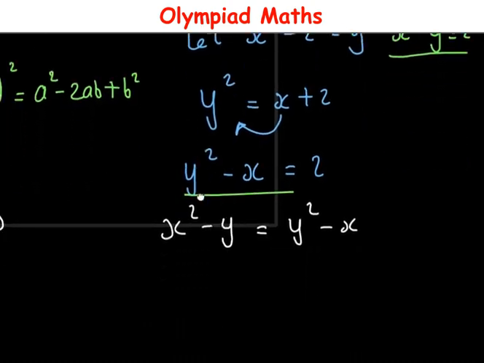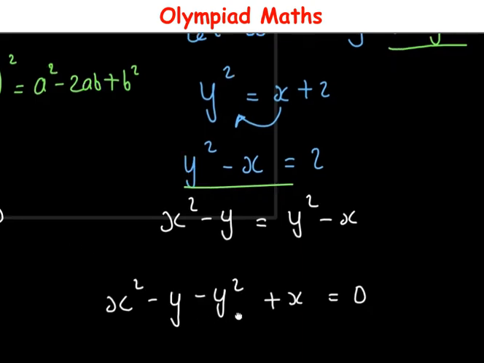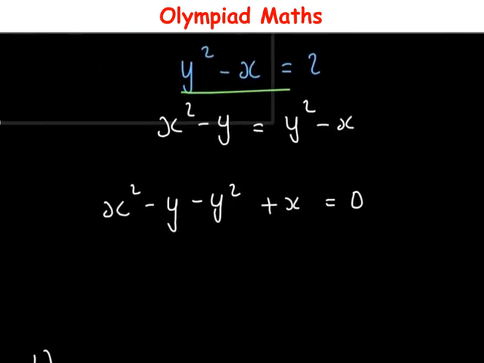So with this, we are then going to move y squared minus x to the other side. This becomes x squared minus y, then move y squared, minus y squared, then move minus x, we have plus x, and this equals 0. So if we then rearrange this equation, what we have is x squared minus y squared plus x minus y, and this equals 0.